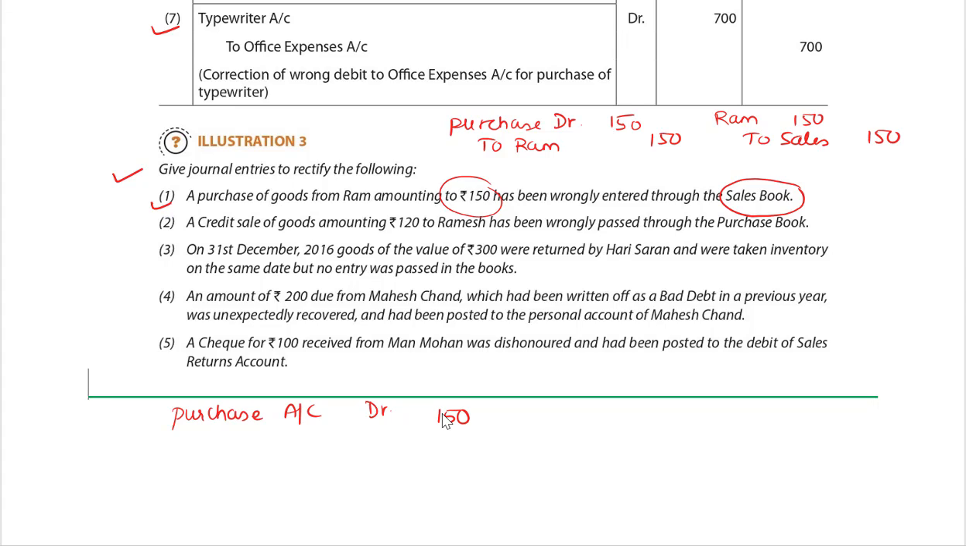Sales by mistake we have credited it, so again we will debit it. Sales account debit 150. And Ram should be credited over here. So we will credit Ram 150, and by mistake, if you could see that Ram is debited over here, so we will credit it again. So 150 plus 150 is 300. I believe point number 1 is clear. Let us go to point number 2 now.